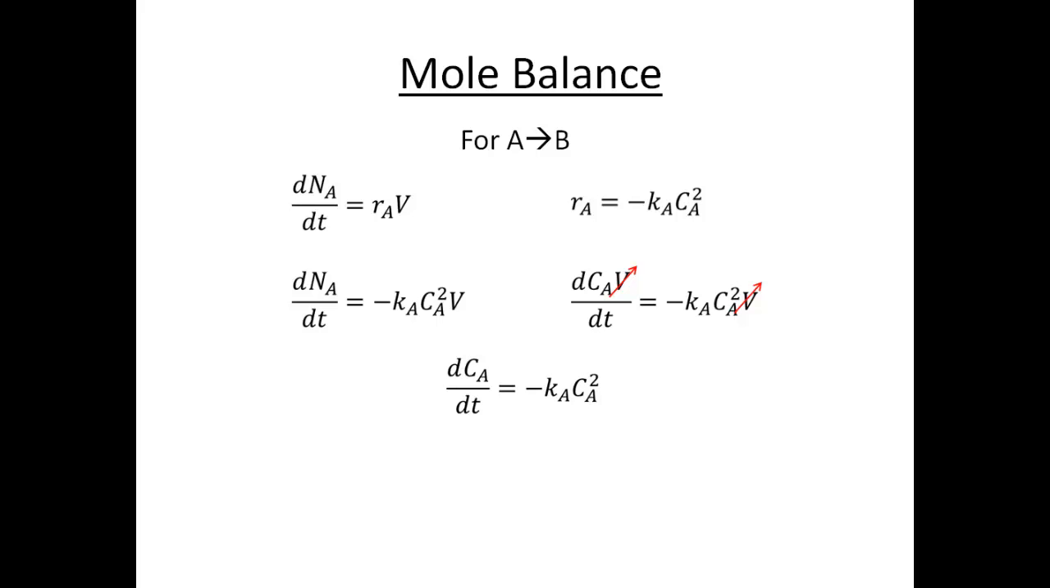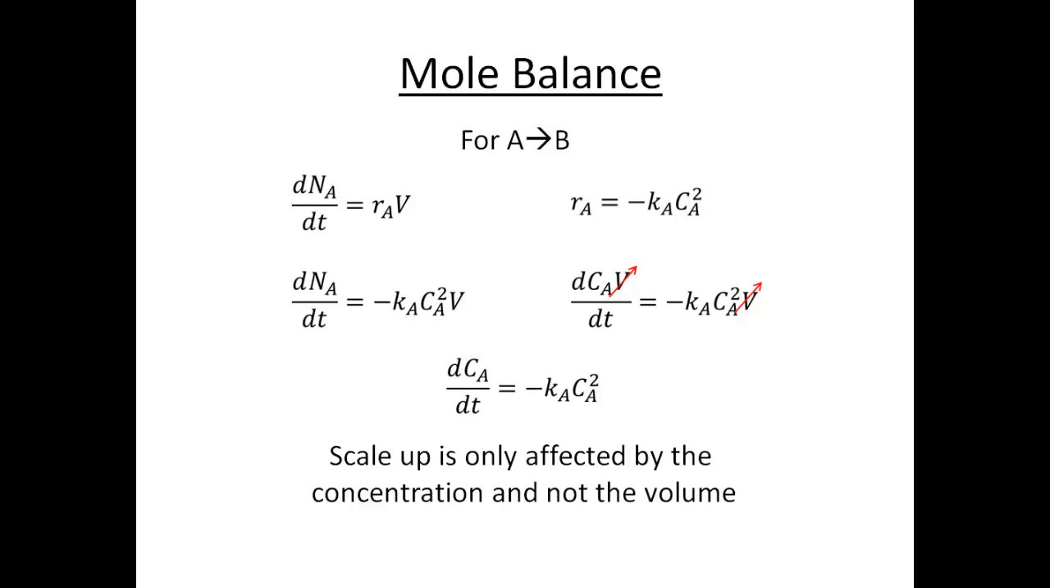This leaves us with dCa over dt is equal to negative Ka Ca squared. This clearly demonstrates that volume does not play a role in the scale-up process of a batch reactor.